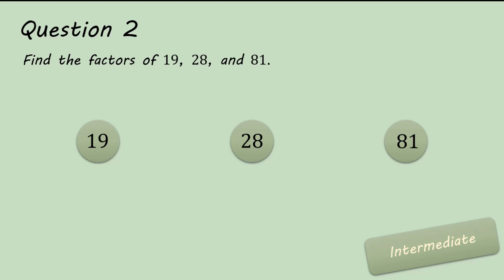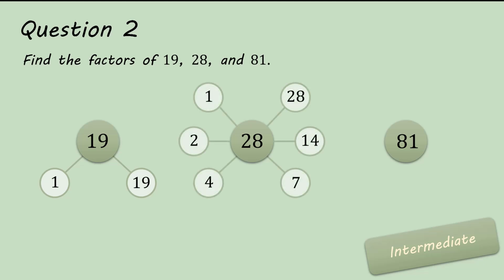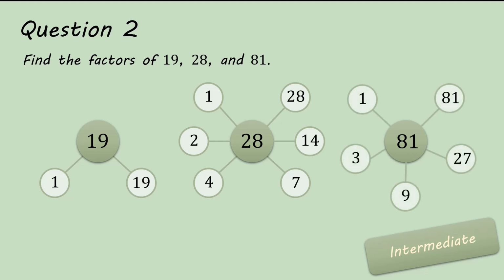Question 2. Find the factors of 19, 28 and 81. 19 has the factors 1 and 19, so as there are only 2 factors, it's a prime number. 28 is 1 times 28, or 2 times 14, or 4 times 7. 81 is 1 times 81, or 3 times 27, or 9 times 9.